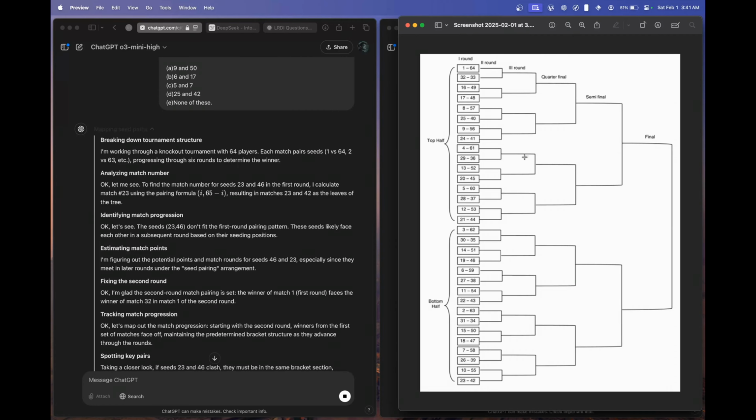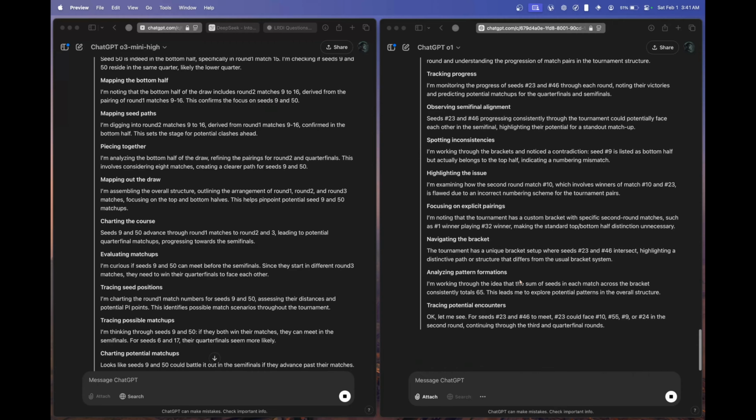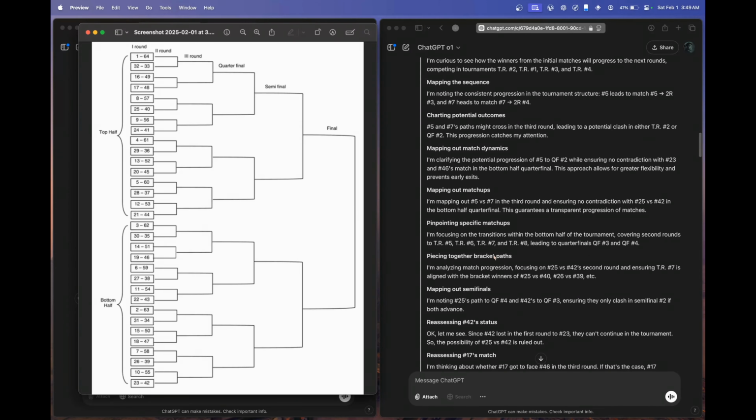So here we have represented it diagrammatically, but these models have to make that mind map. Here you can see it is saying tracking process, spotting inconsistencies and all of that. Let's see which model is able to get it right. Okay, so OpenAI is done thinking.